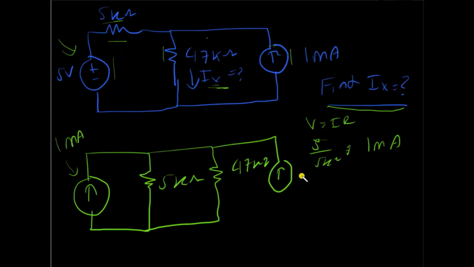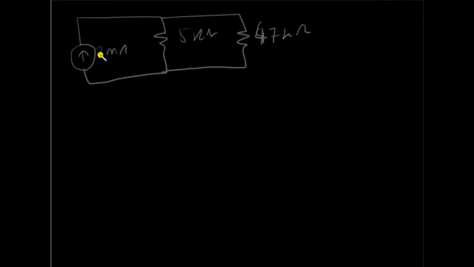And then there is the 1 milliamp source. So this is my circuit and I need to find this Ix. One thing I can clearly do is that these two current sources are in parallel, so I can just add them up. That will become 2 milliamps, and I'll draw the new circuit in the next slide. So now after combining those two current sources, I get this result and I need to find Ix.